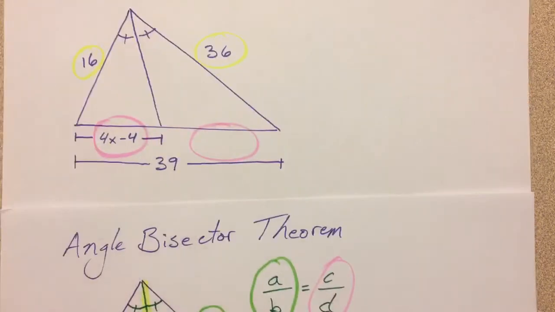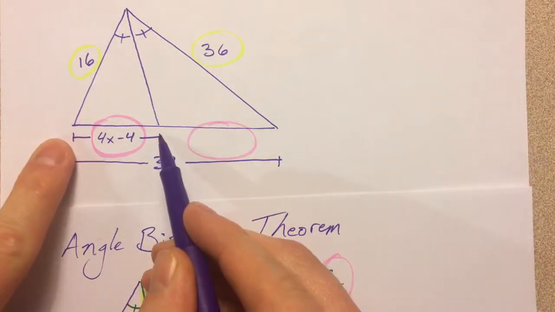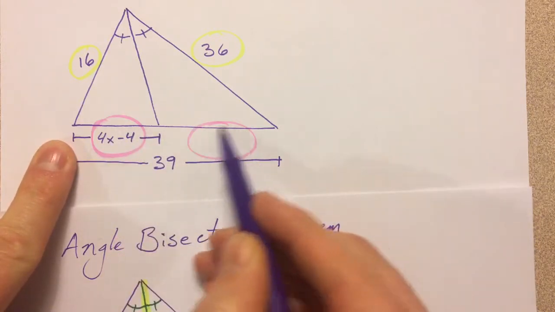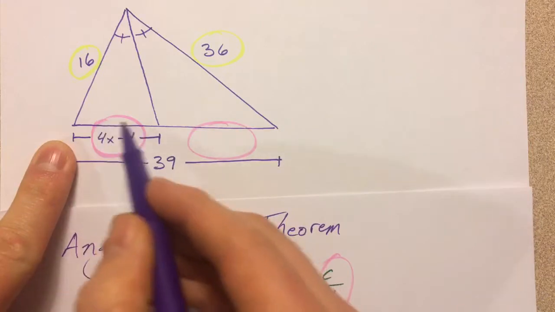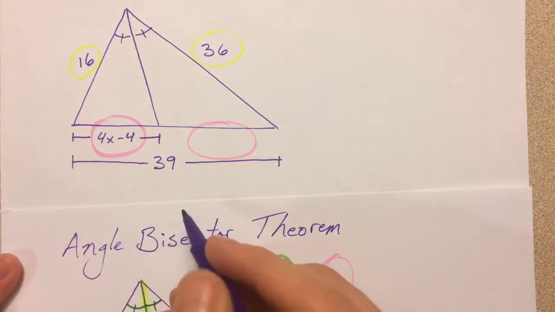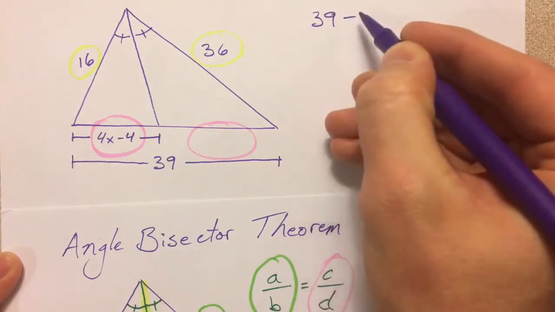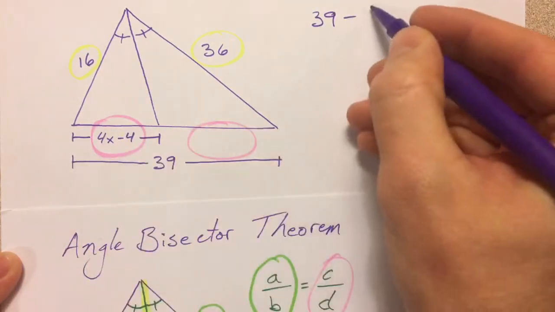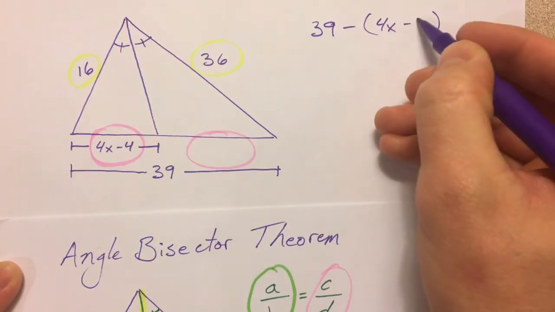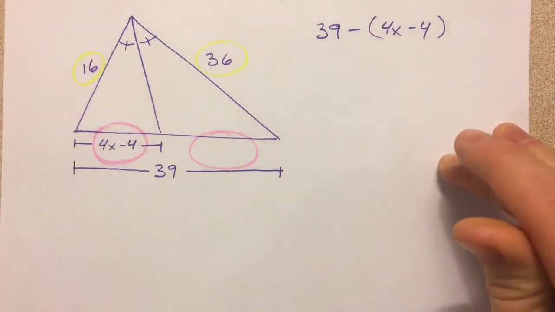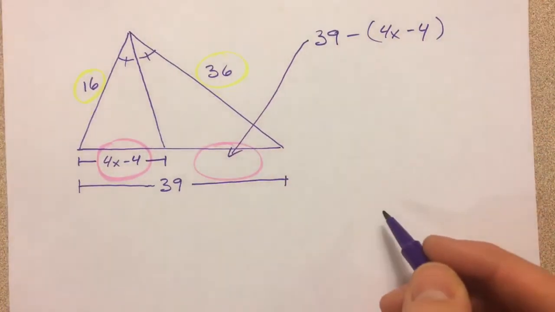And so we've been given this whole, and we've been given this part, and so if we can subtract this part to figure out what's left over. And we did that in the last example problem, but now this time we're gonna have to subtract the whole expression. And so I'm gonna have to do 39 minus this 4x minus 4 to figure out what this last piece is. This right here is gonna go in place right there.